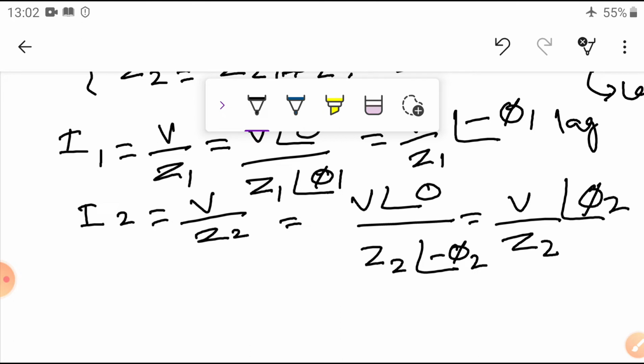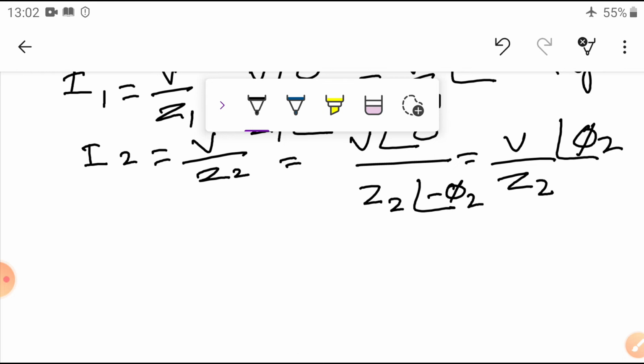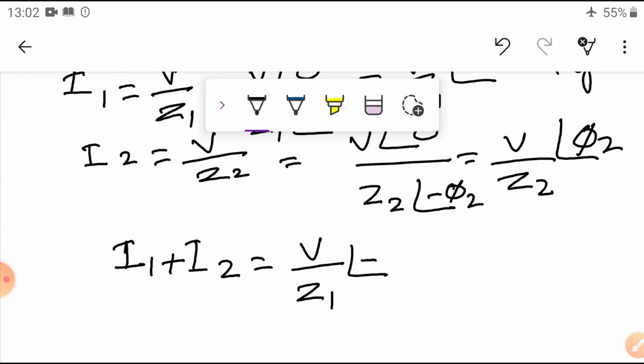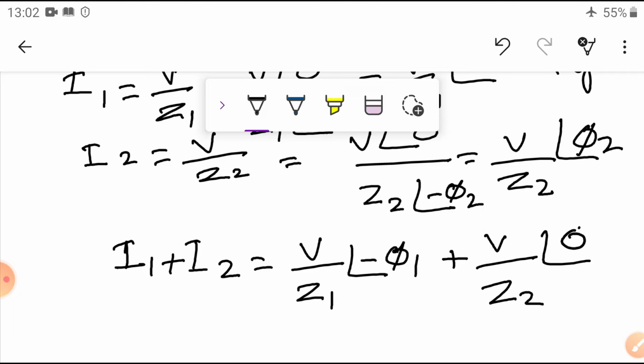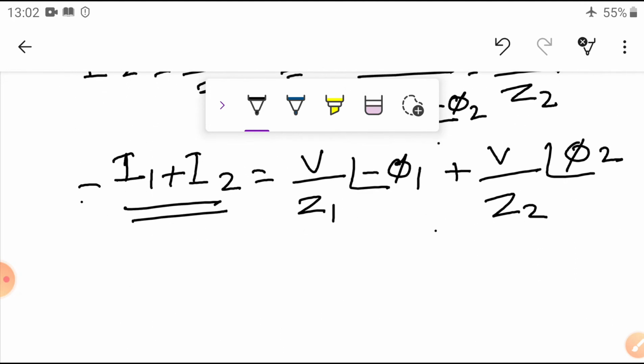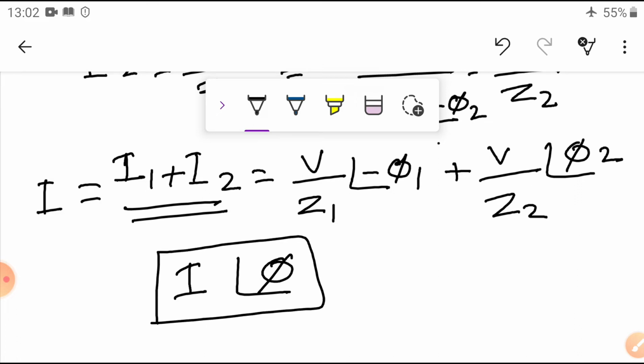So we know I1 and we know I2. Based on these vectors, the sum of the vectors I1 plus I2, we are going to add: V by Z1 at an angle of minus phi 1, plus V by Z2 at an angle of phi 2. Such as that we are going to calculate. Then if you know the final value, that is equal to I, I at an angle of phi. Okay, this is the method.